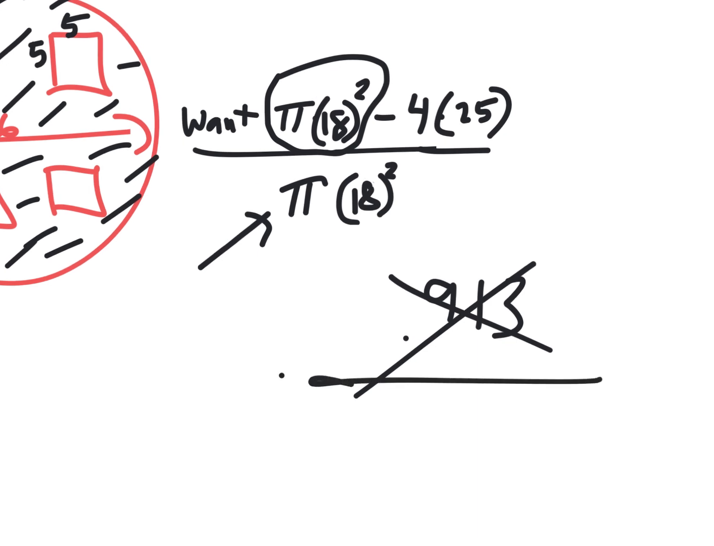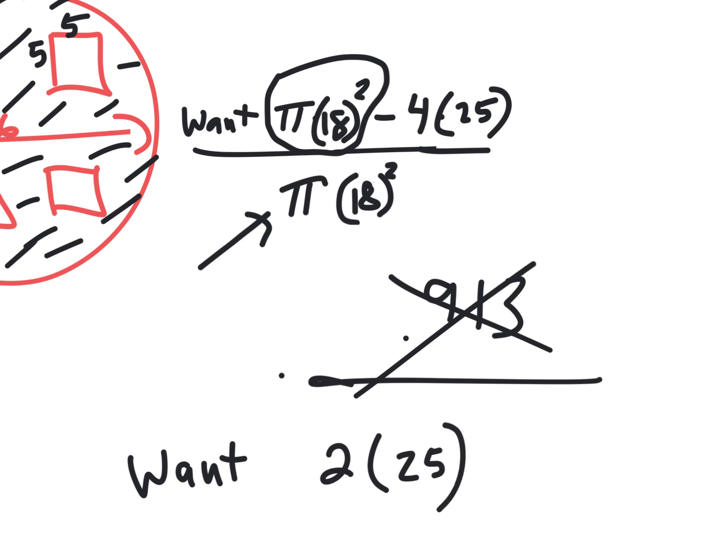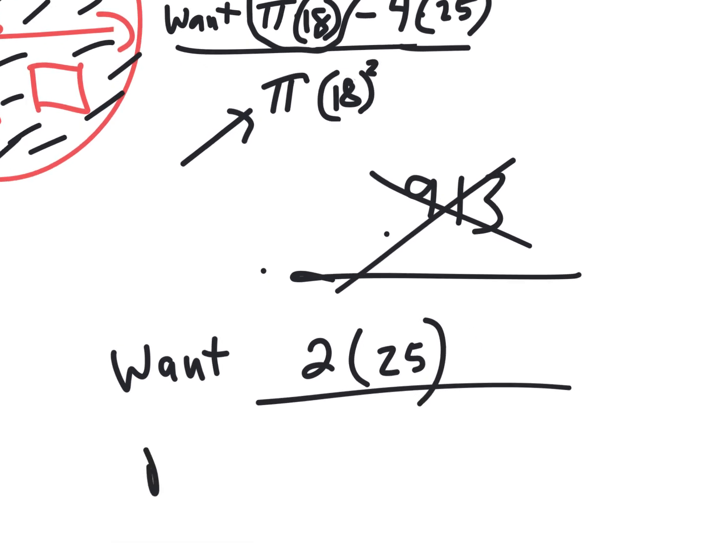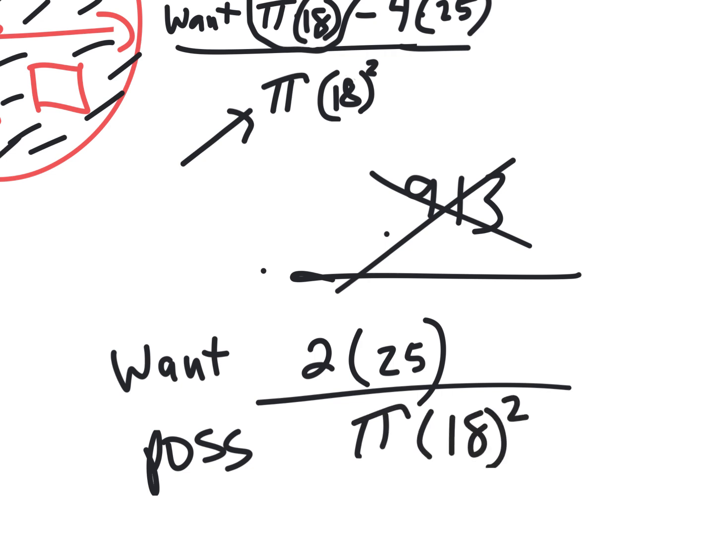The second question they asked, it lands in one of the top 2 squares. Well, what do you want? I want those 2 squares. 2 times each square is 25. What's possible? The whole thing. Pi times radius, which is 18 squared. Let's get the decimal for that, and you got it. I'll give you this hint. It starts with 0.0 something.